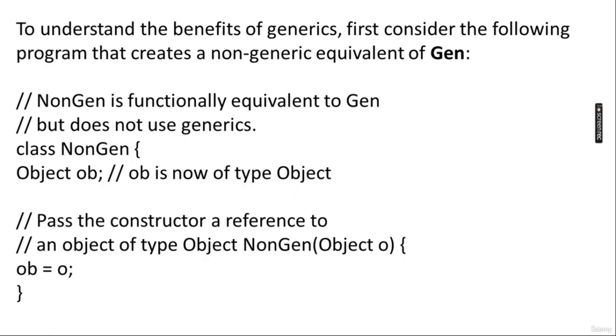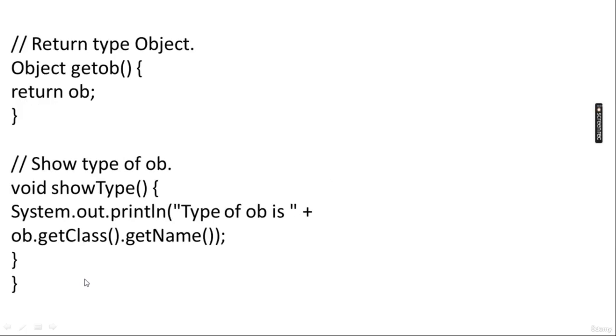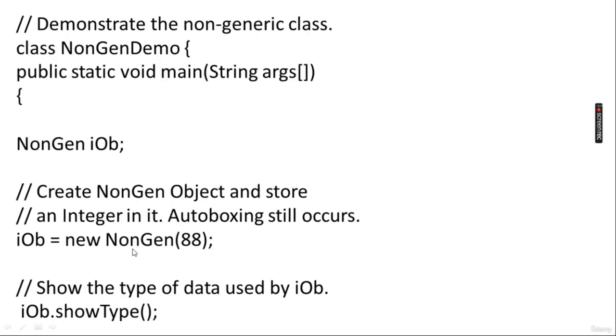To understand the benefits of generics, consider the following program that creates a non-generic equivalent of Gen: NonGen. Here, the main class object will be created. Pass to the constructor a reference to an object of type Object. ob = o. getObject returns the object. Show the type of the object with ob.getClass().getName(). So the non-generic object is created. Create a non-generic object: iOb = new NonGen(88). Auto boxing still occurs. iOb.showType() will show the Integer type.